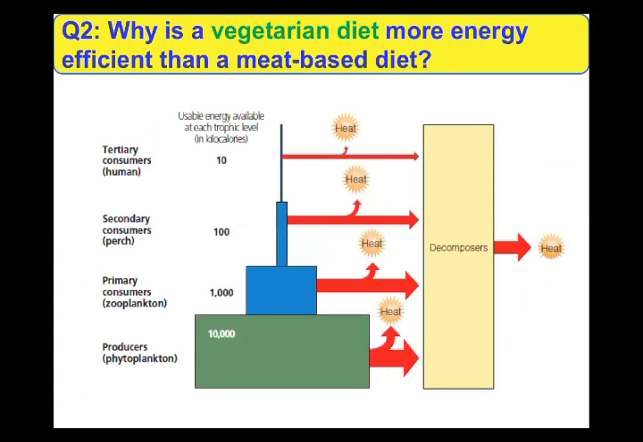Why is a vegetarian diet more energy efficient than a meat-based diet? Yes, at the producer level, either plants or phytoplankton in an oceanic ecosystem, they produce the food and store more energy. As it is transmitted to the upper trophic levels, a large amount of energy, in kilocalories, is lost.